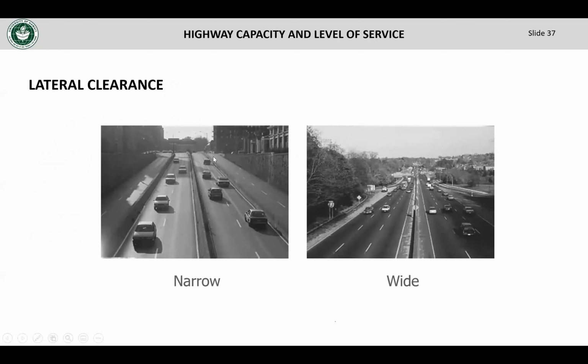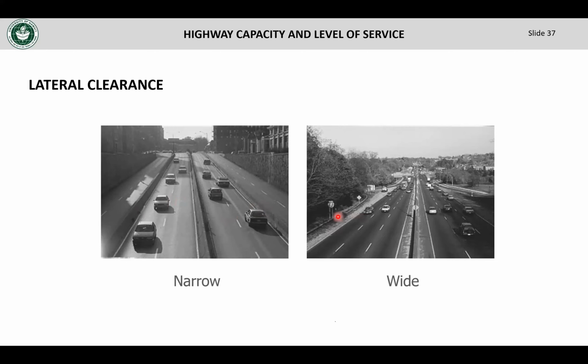Okay, so let's start defining some of these things. Lateral clearance: you can see basically on this freeway, and remember what defines a freeway is whether you have access control, you don't have access from the abutting properties. So this is an urban freeway, obviously. You have here very little clearance on the right side. So that affects traffic quite a bit.